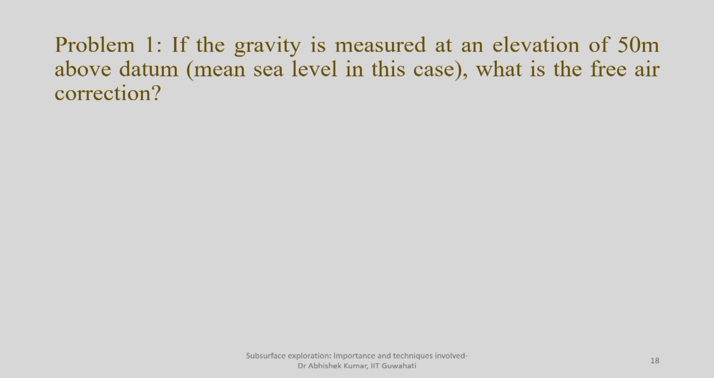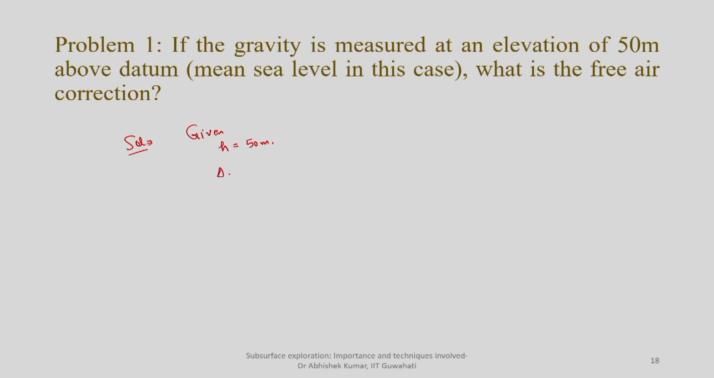So, the first problem is, if the gravity is measured at an elevation of 50 meter, so you have some gravimeter, you took it to some observation point which is 50 meter above datum, in this case maybe mean sea level. You have to find out how much is the altitude correction or free air correction. So, let us solve this. What is given here? The value of H is given as 50 meter.